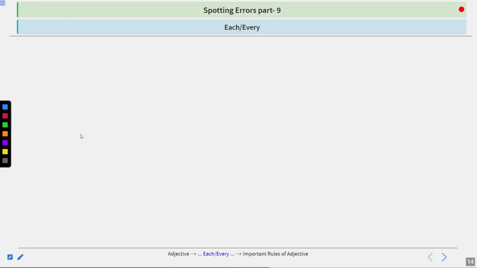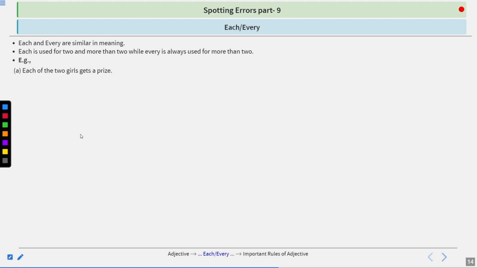So again, let's talk about each and every. Each and every are similar in meaning. Each is used for two and more than two, while every is always used for more than two. So we use each with two and more than two things and persons. Every is always used for more than two things or persons. Example: each of the two girls gets a surprise. Each of the 10 students gets a surprise.